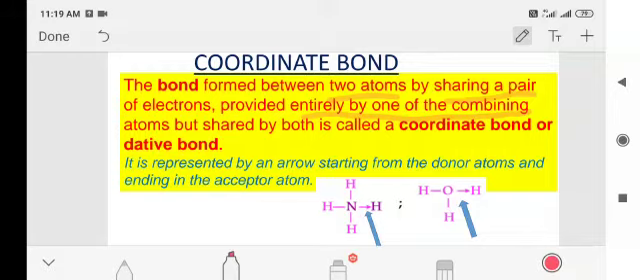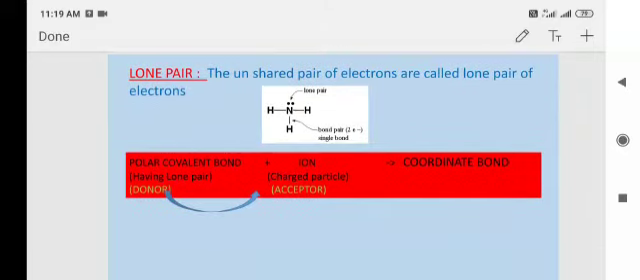Here is a diagrammatic representation. In this, you will find an arrow sign here, and an arrow sign here. This arrow sign shows the coordinate bond. The normal lines, you will find one line here between nitrogen and hydrogen, and here you will find three normal lines. Those simple lines represent a covalent bond, whereas an arrow sign represents a coordinate bond. Let us see how a coordinate bond is obtained. Here is an example.